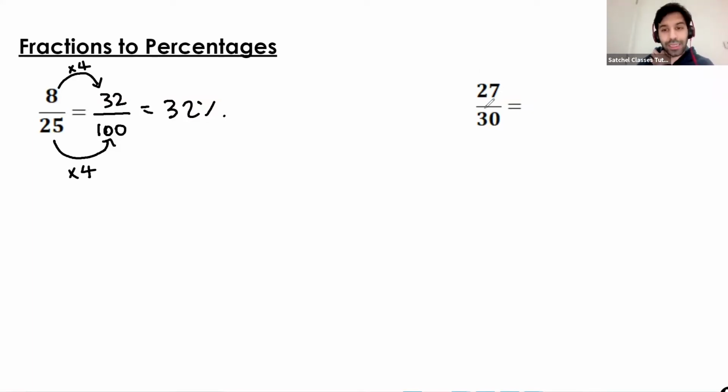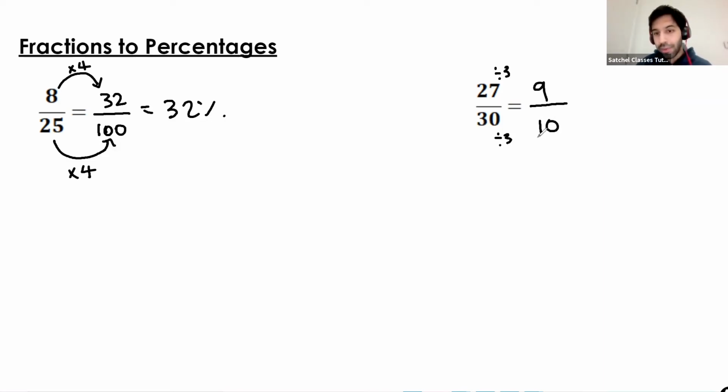Likewise here, now I have 27 over 30. Now I can't go directly to 100. Well, I suppose I can, but I would have to multiply by a decimal, and that's going to be a little bit tricky. So see if you can convert 30 into a factor of 100. Now I can divide both of these numbers by 3. I've written 9, but I should have written 3. I can divide both numbers by 3. What I'll end up with is 27 divided by 3 is 9, and 30 divided by 3 is 10.